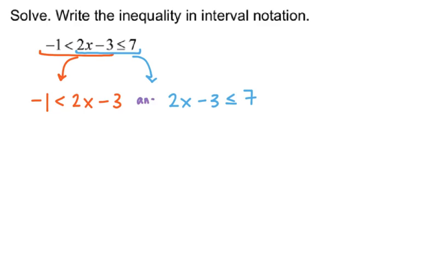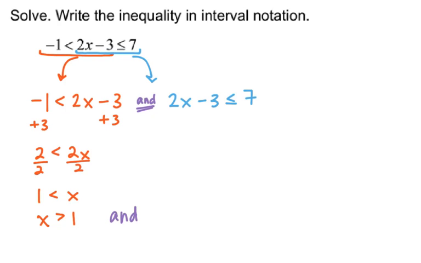Since they are written in conjunction, we read that as and. X has to be in both the left and the right simultaneously. So it has to work in both of these solutions. So let's solve each and then think about where they overlap. On the left, over here in the red, I'm going to add 3 to both sides. That gives me 2 is less than 2x. I'm going to divide by 2 on both sides. That gives me 1 is less than x, which doesn't make sense to read, so I'll flip the whole thing. X is greater than 1.